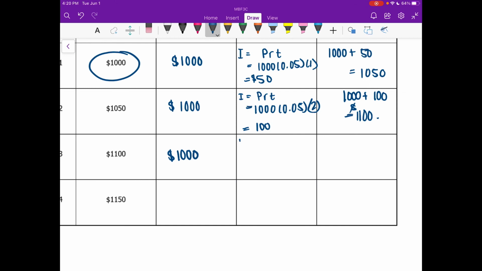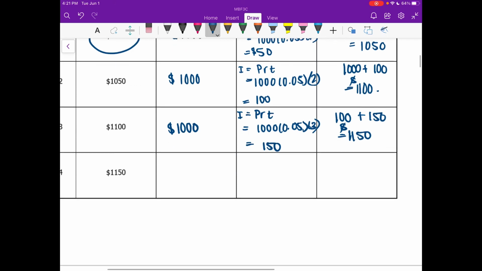You're still only getting interest on that original 1,000, right? The interest now is going to be 1,000 times 0.05 times 3, which is going to give me 150, right? So then I'm going to do 1,000 plus 150 is equal to $1,150, right? You're still getting taxed on the same amount, so you're going to do that.